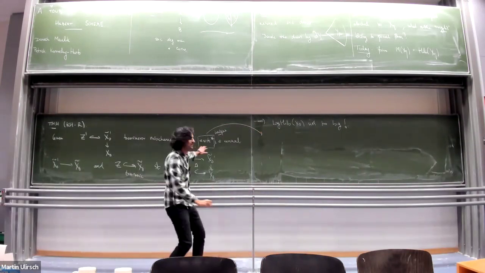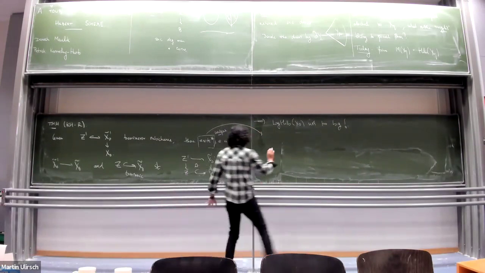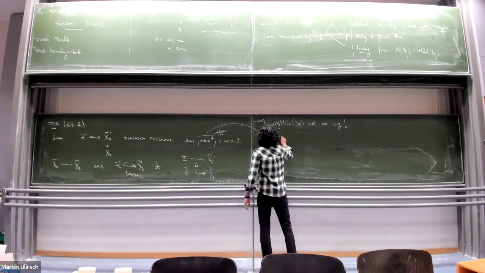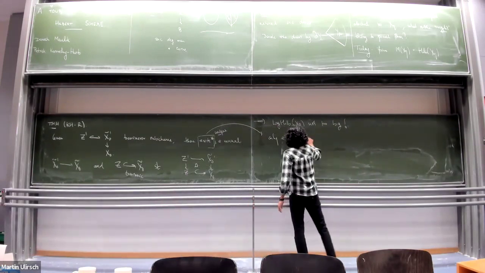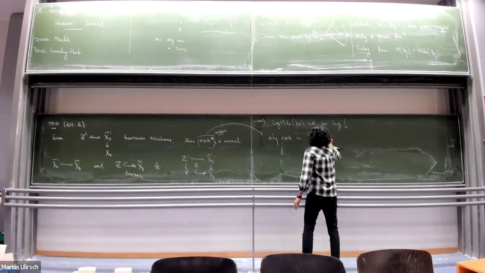Okay, so it exists as what? Okay, so this only exists as what's called the logarithmic algebraic space.